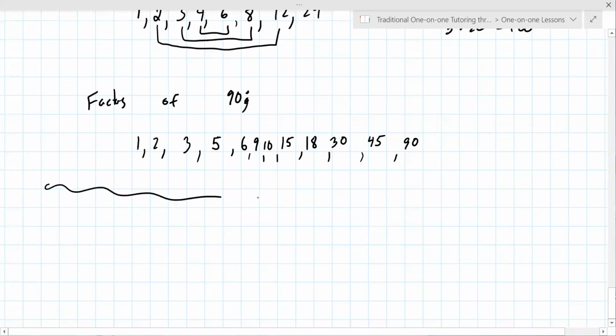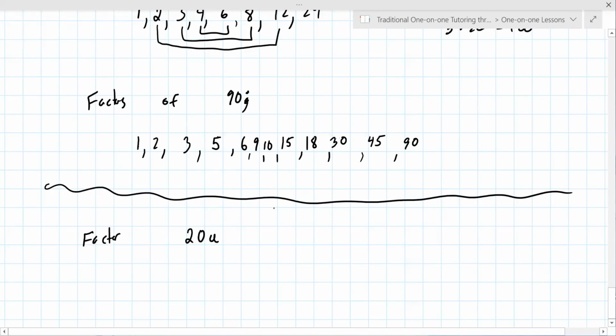So let's go back to what we're doing here. I want you to factor 20u plus 16v plus 8w. So you're looking at 20, 16, and 8. You have to figure out the biggest number that goes into all of them.